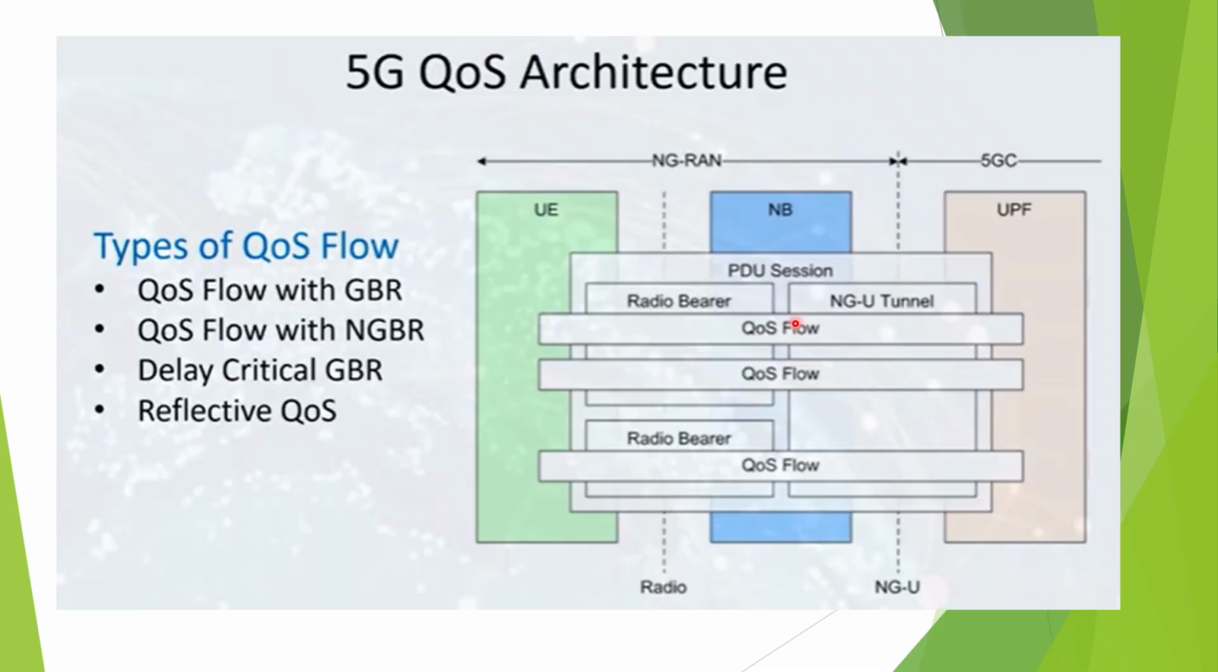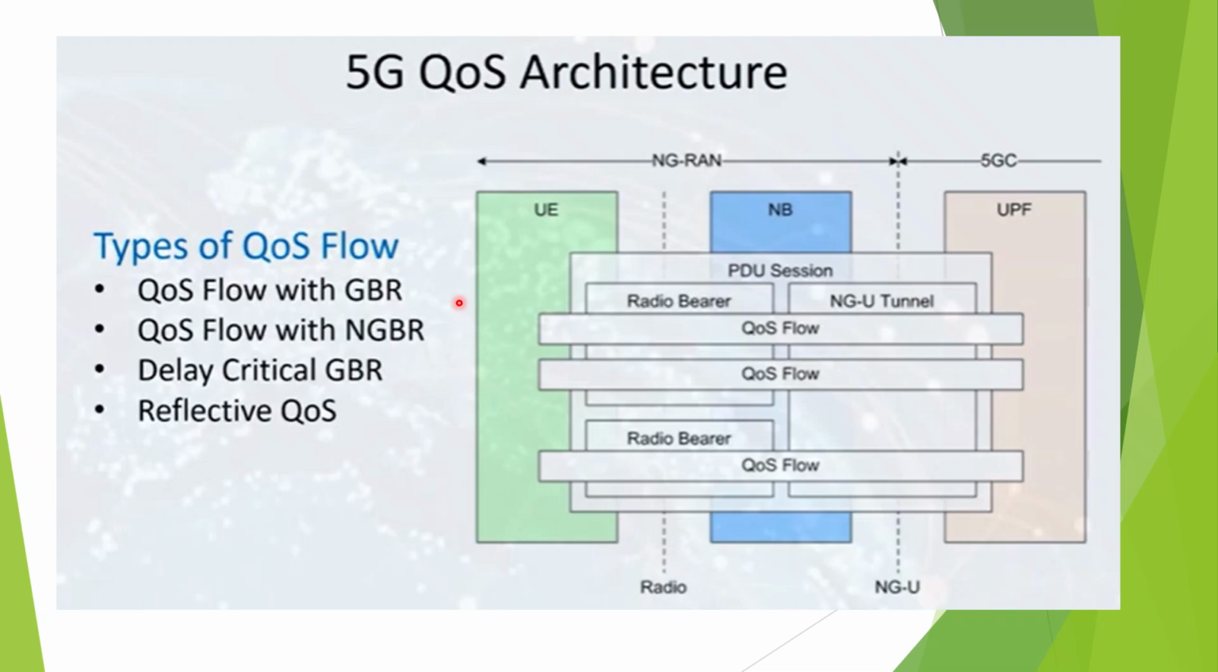So this shows the 5G quality of service architecture, the different types of quality of service flows: QoS flow with guaranteed bit rate, and QoS flow with non-guaranteed bit rate, delay critical GBR, reflective quality of service, the different types and their operation functions, how they can be classified, and what are all the different QoS values assigned for the 5G QoS identifier. That everything we can discuss now.